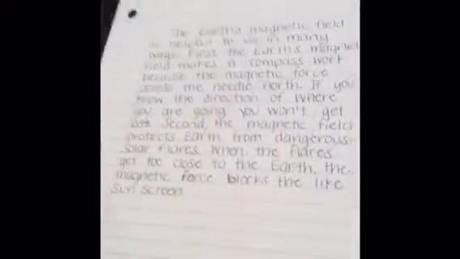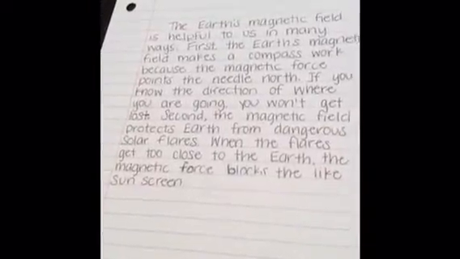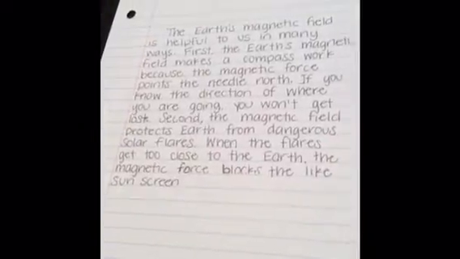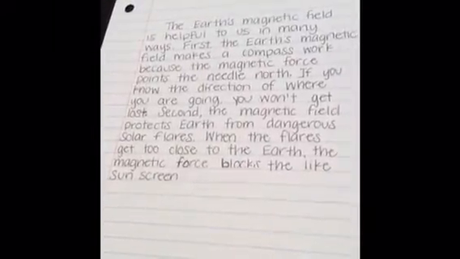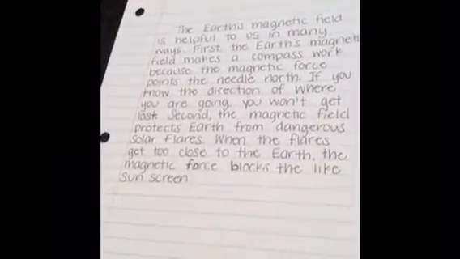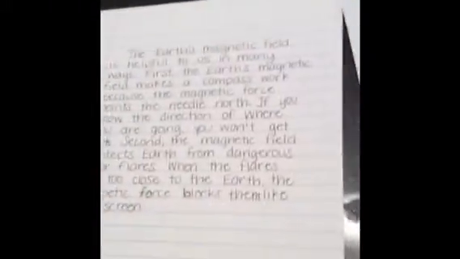Now I'm going to work on my second detail about solar flares being magnetic sunscreen. I'm going to take what I know about the notes here and write 1 to 2 sentences about how solar flares are helpful and use the magnetic field. In order to prove my topic sentence with my second detail, I wrote, second, the magnetic field protects Earth from dangerous solar flares. When the flares get too close to the Earth, the magnetic force blocks them like sunscreen. I need to put it blocks them like sunscreen.